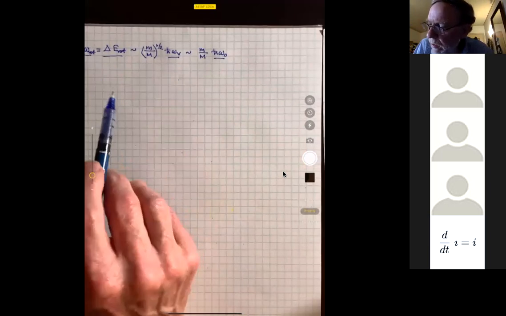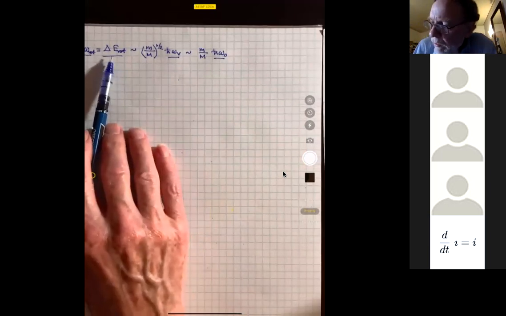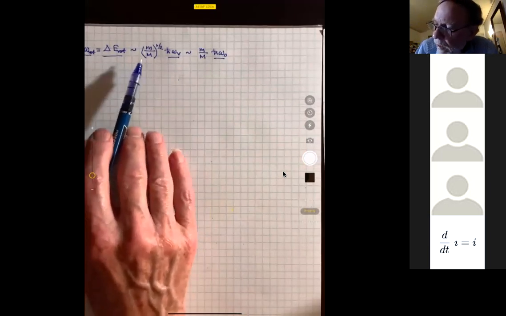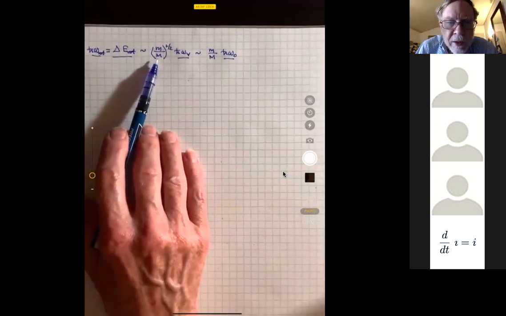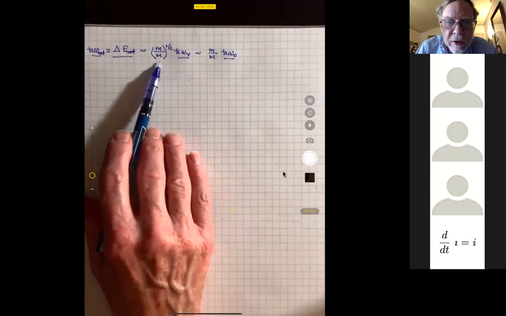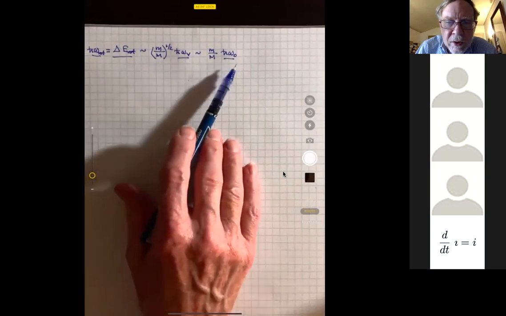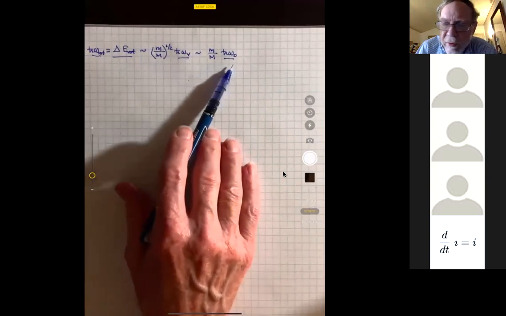So what we see is that the rotational energies are down by another factor of the square root of the mass ratio, basically about 100, in comparison to the vibrational frequencies, which in turn are down by a factor of 100 in comparison to the electronic frequencies.